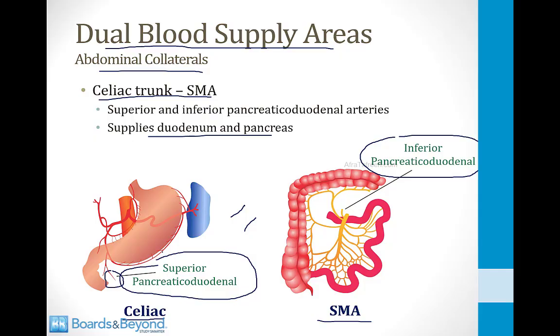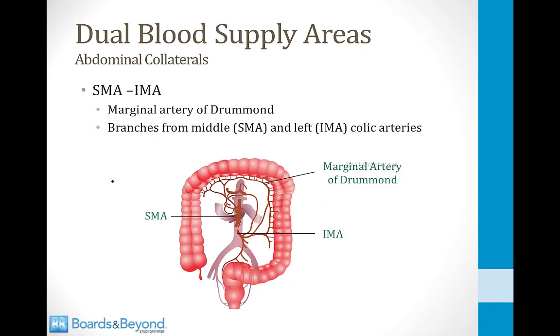This protects against ischemia. The second important collateral is between the SMA and the IMA. This occurs in the marginal artery of Drummond. If you look at this drawing of the transverse and descending colon, there is this blood vessel that courses along the transverse colon and down along the descending colon. That vessel is the marginal artery of Drummond, and it receives blood from the SMA and the IMA and provides protection against ischemia to this portion of the colon from vessel occlusion.